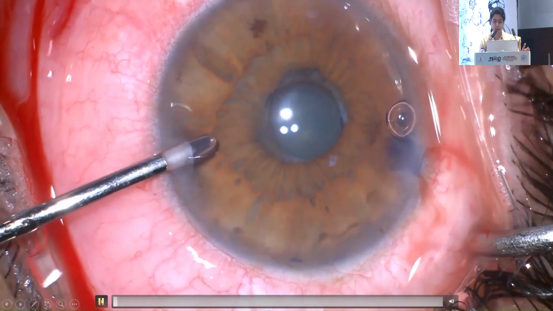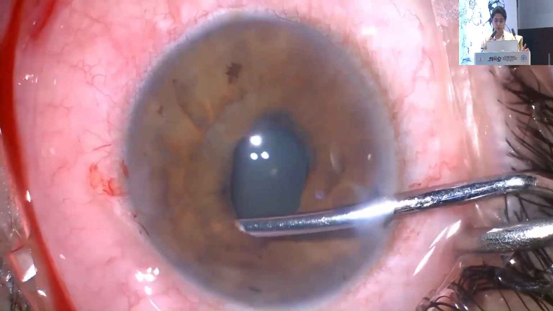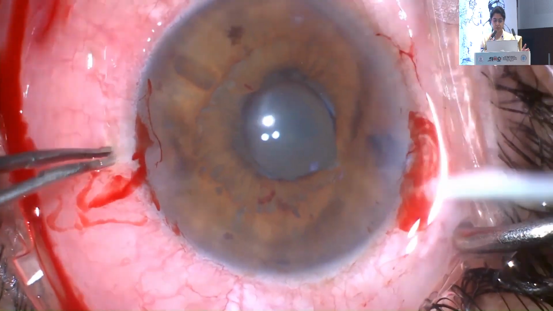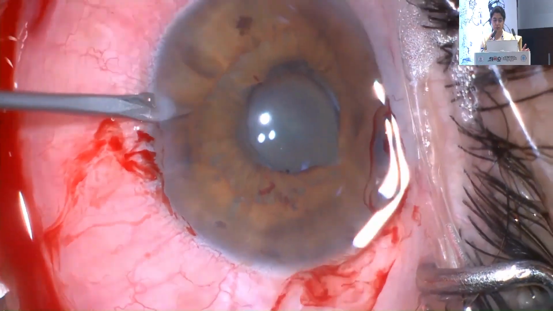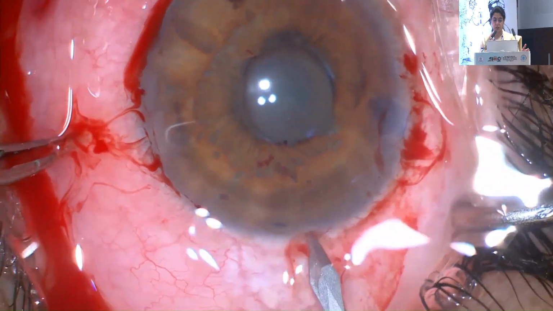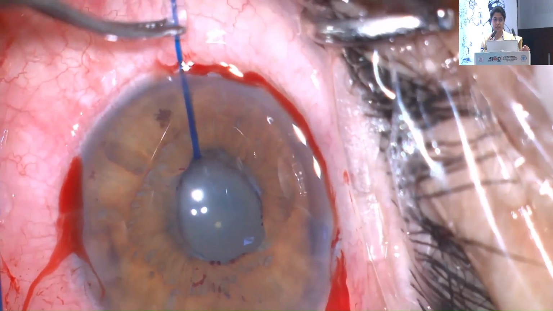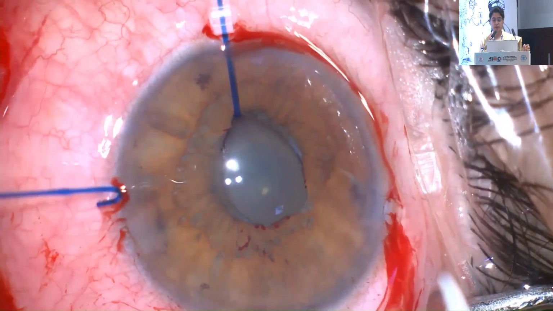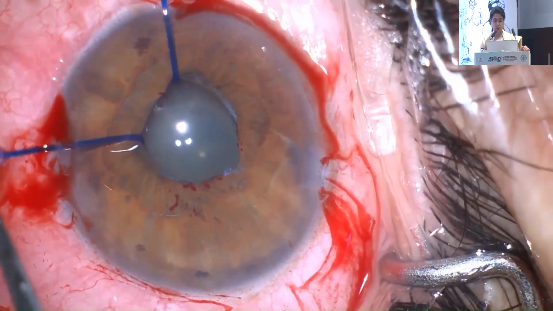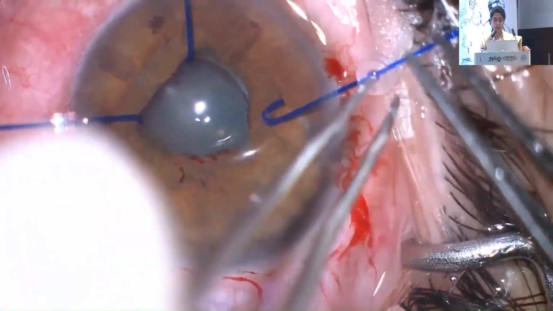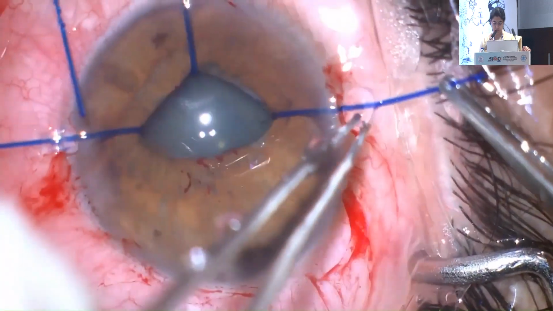So this is the first eye where I have used iris hooks. So you release the posterior synechiae. I have planned a diamond configuration for the iris hooks, because in a square configuration, the iris gets tented and your instruments repeatedly get stuck. Iris hooks should be tightened sequentially, not all at once, because that might result in large sphincter tears.